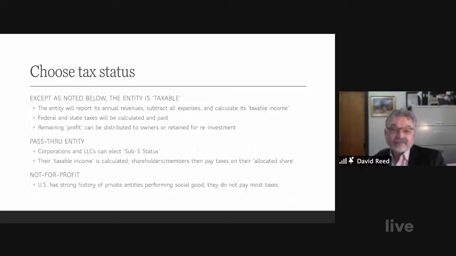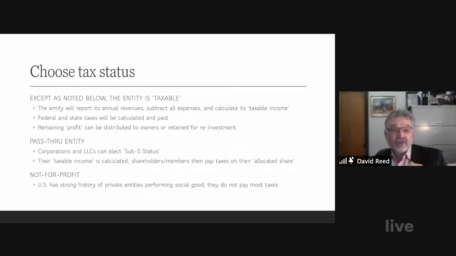Tax status. Every entity is presumed to be taxable except for the not-for-profit. However, even those taxable entities can find a way to avoid tax. First of all, we understand the tax concept is often just total revenues less total expenses equals taxable income, and then you pay a tax on it. Well, depreciation, other things can bring that taxable income down to zero. Particularly in your beginning years, you may actually be at a loss.